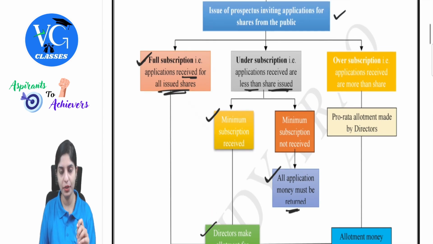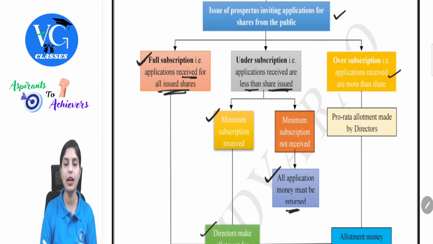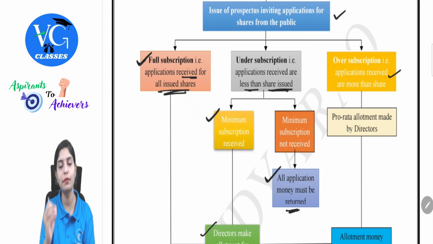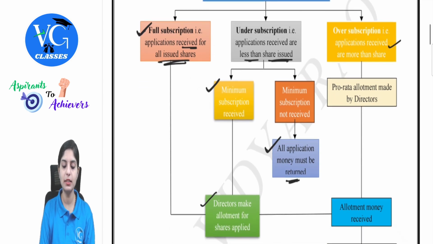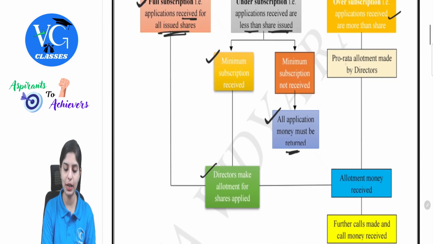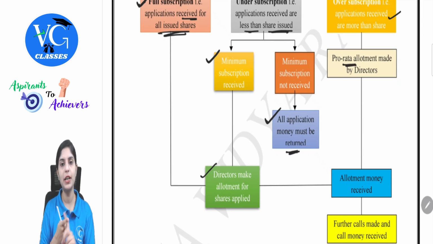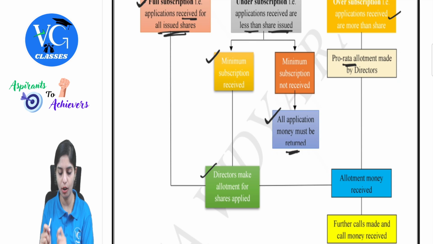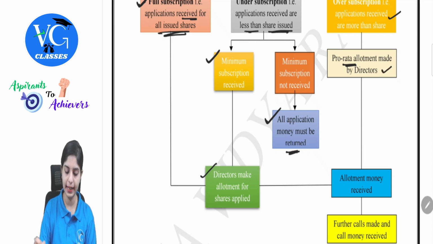Next, the last case is oversubscription. This is a situation where applications received are more than the shares issued for. So there can be three possibilities: either full subscription, under subscription, or over subscription. In this case, directors can choose the route of pro rata. So there are two ways. First, directors can outrightly reject the application, that is whatever extra is received, or they can go with an arrangement called pro rata allotment. This is made by directors.